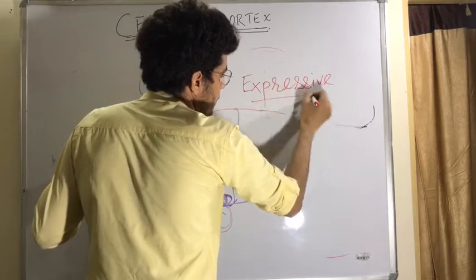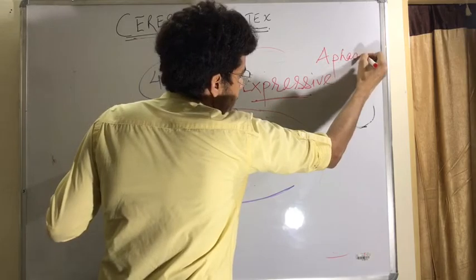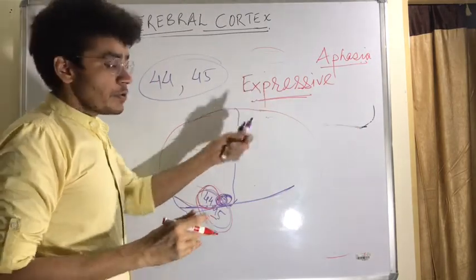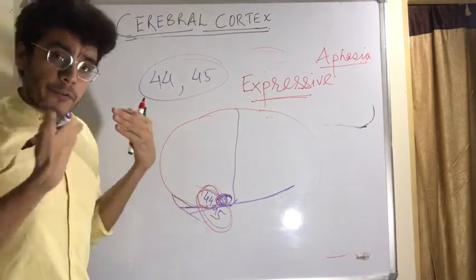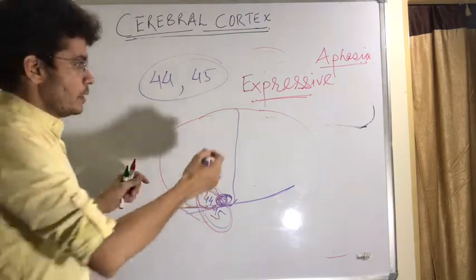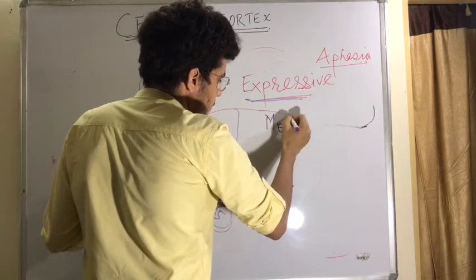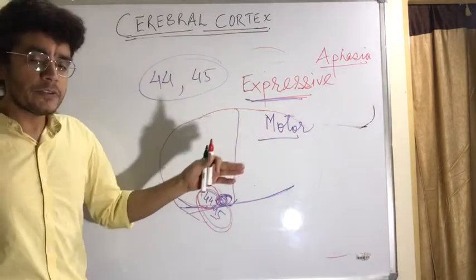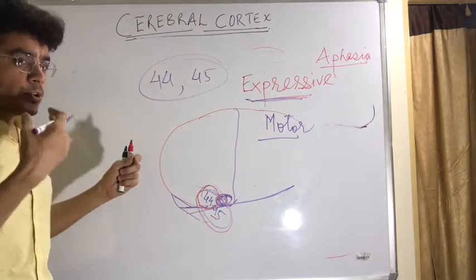Expressive aphasia. Aphasia means there is inability to perform that thing. Expressive: that person is not able to express himself either in the way of speaking, verbalizing, or writing his thought. This one is also called motor aphasia. Either we call it expressive aphasia or motor aphasia. Motor means that motor activity, either verbalizing or writing, the motor movement is required.